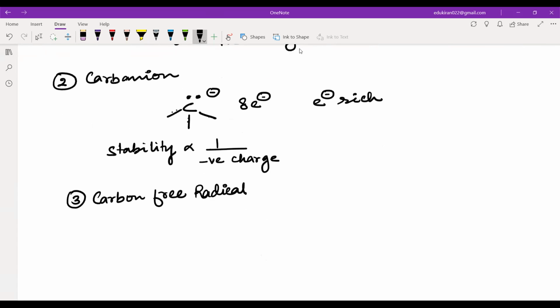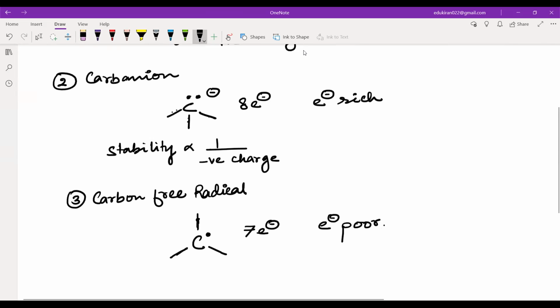Carbon free radical is, you have a carbon atom, it has a free radical like this. And you can see it has 3 bonds. Now, if I count the number of electrons, each bond has 2 electrons, so 6, and there is one more electron, that is 7. Okay, this has 7 electrons. And that is why this will be electron poor. Okay, so these are the 3 main classes of intermediates that you are going to study.